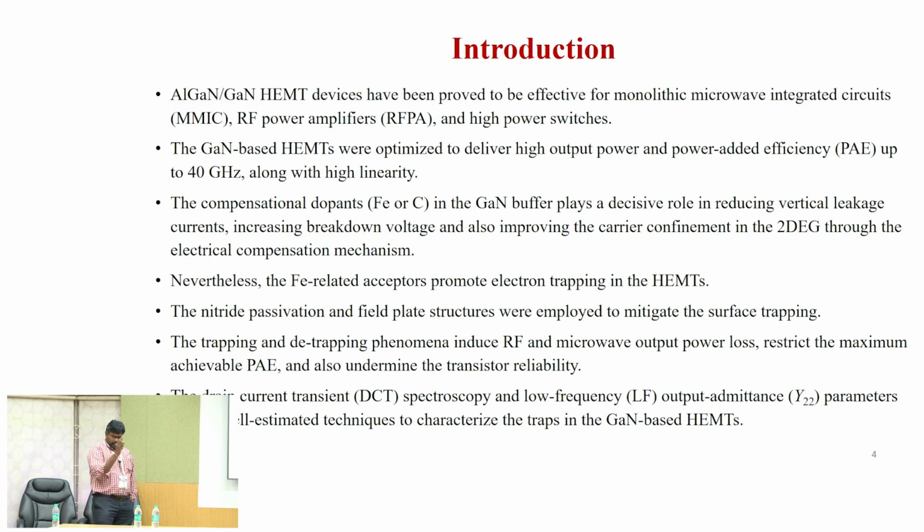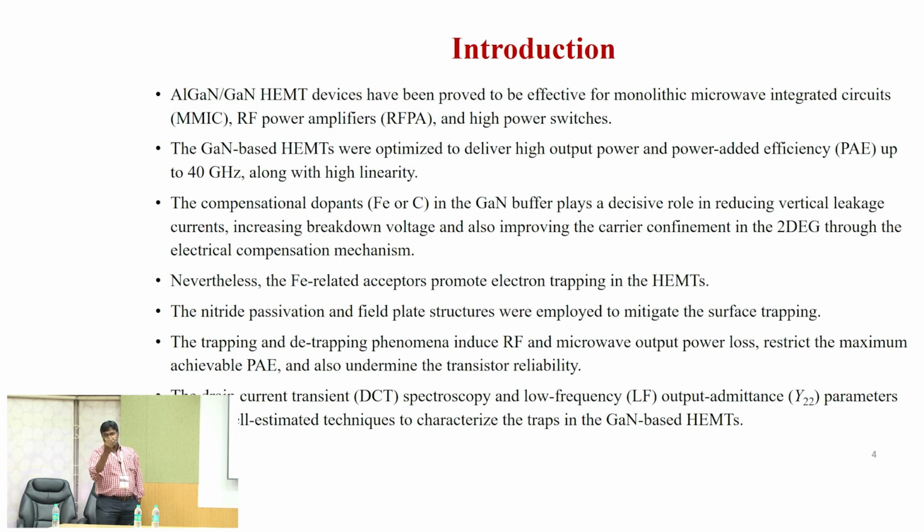Generally, to reduce the vertical leakage current and punch through effects, to improve the breakdown voltage and to confine the two-dimensional electron gas in the 2DEG channel, compensational dopants like iron or carbon are intentionally introduced. This makes the buffer layer more resistive, reducing the buffer leakage and increasing the breakdown voltage, as even some TCAD simulations show.